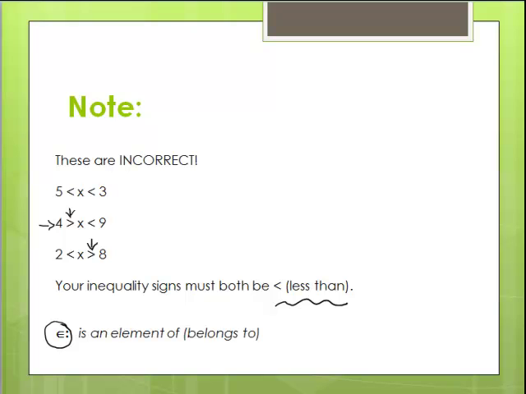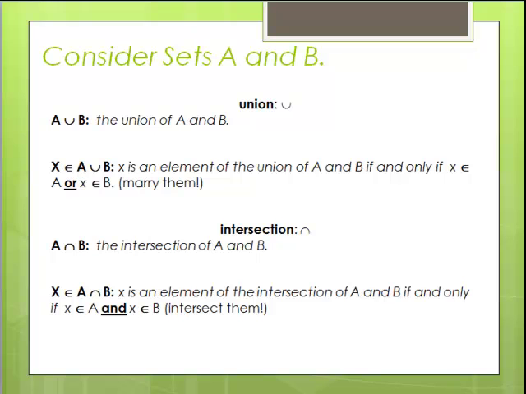So now we're going to start talking about some sets. Let's talk about unions and intersections. This little symbol means union. This one means intersection. So what I want you to get out of this is union goes with "or", and intersection goes with "and". Union, or. Intersection, and. And this is how I remember it.